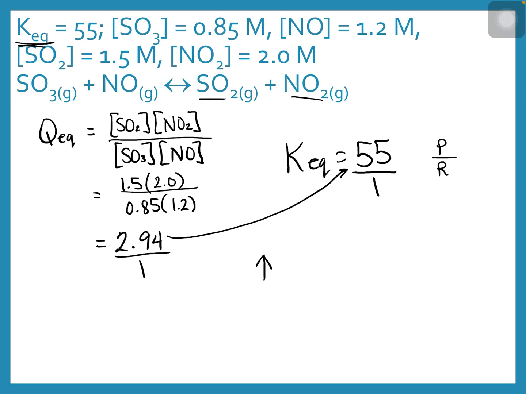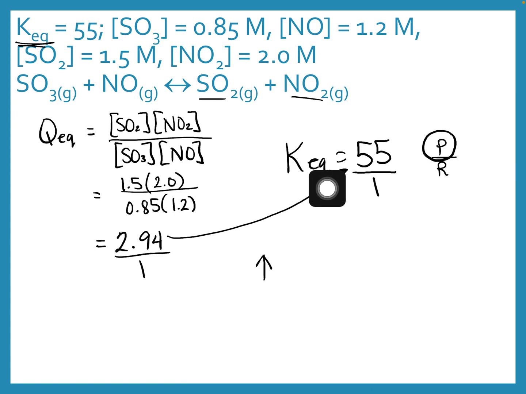So in order to reach equilibrium, we need to get from 2.94 to 55, which means the top number needs to increase. And what is on the top is the products. So what that means is some of the reactants need to become products. So that will reduce the bottom number in the fraction. It will increase the top number so that we can get to a ratio of 55:1 between them. So if we put everything over 1, what we can see is the bottom is the same, and so the top number needs to increase to get to equilibrium.